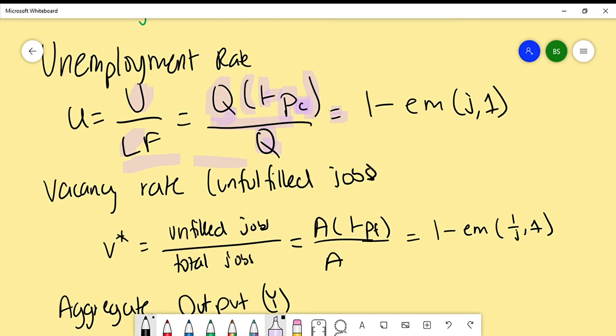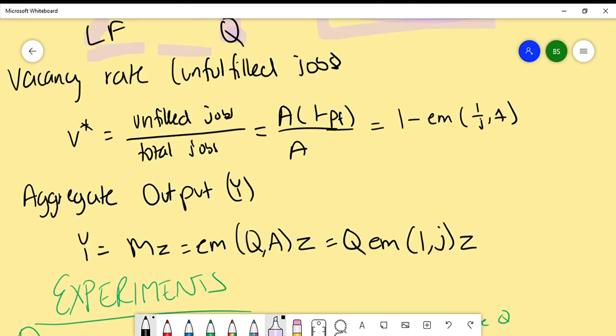So the vacancy rate is the unfulfilled jobs. This is total unfulfilled jobs over the total jobs posted. The total jobs posted is the total number of active firms, so it's A. And the unfulfilled jobs is A times 1 minus the probability that the firm gets a worker, so all the unlucky firms that weren't able to find a worker. So this is just 1 minus PF. PF is EM 1 over J comma 1. So this is the vacancy rate.